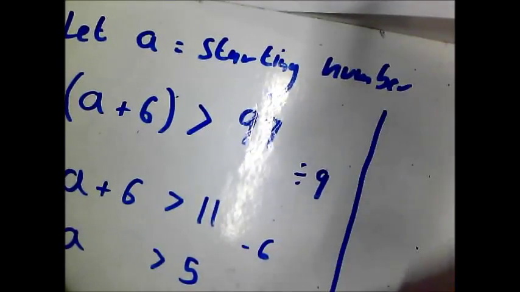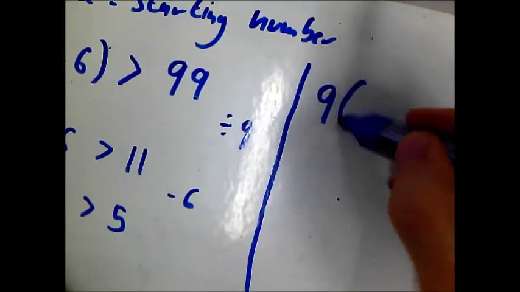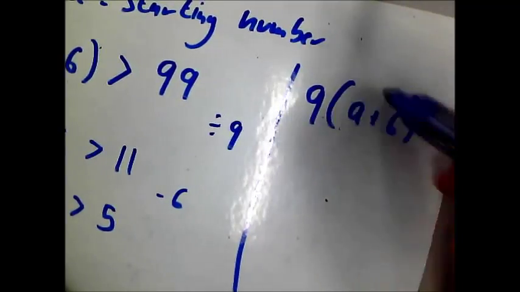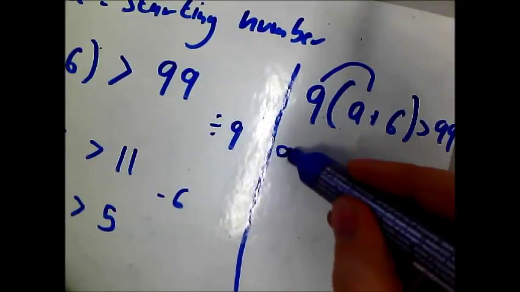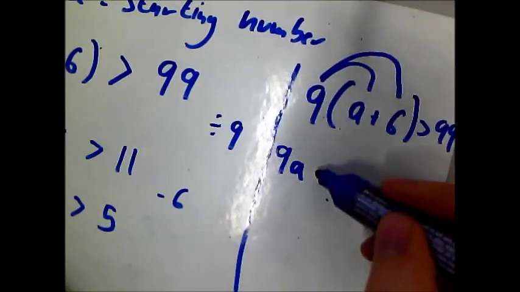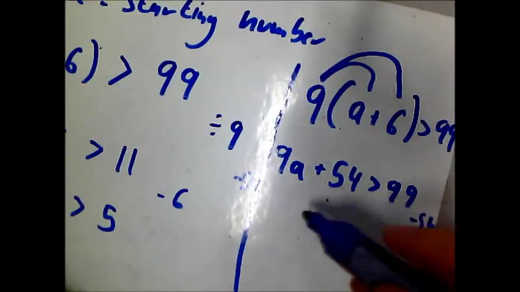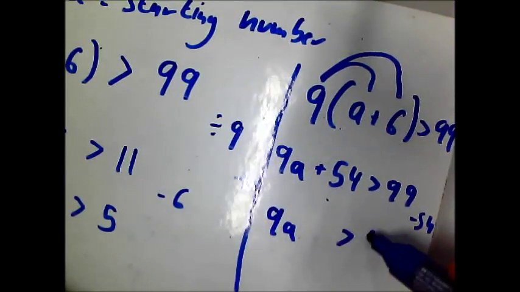I'm going to very quickly do the alternative way you might have done it. So let's start again at 9 lots of a plus 6 is greater than 99. So expand out the bracket first. 9 times a is 9a. 9 times 6 is 54. Is greater than 99. So I'm going to subtract 54 from both sides. Okay, and I'm going to get 45. So 9a is greater than 45, and then divide both sides by 9, so you get a is bigger than 5.